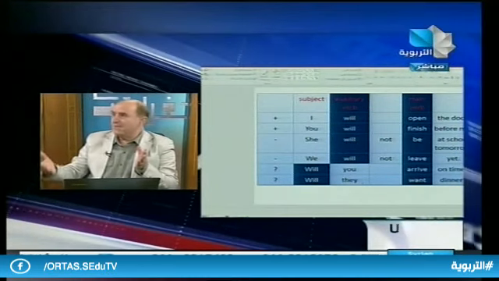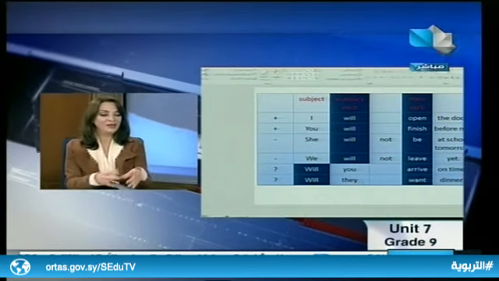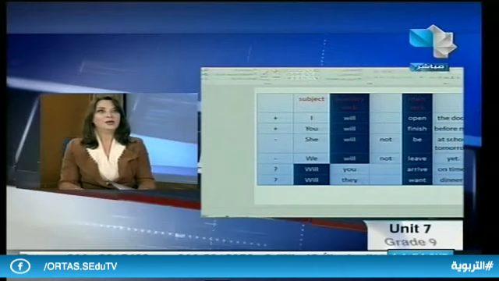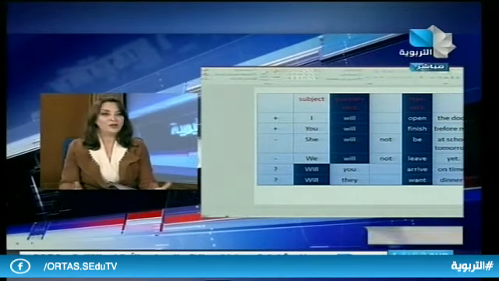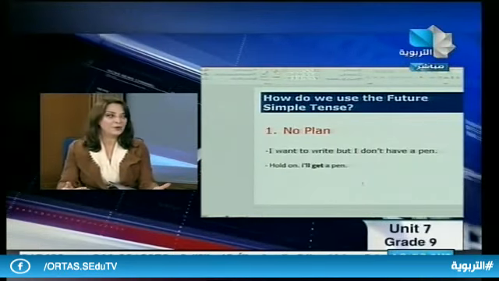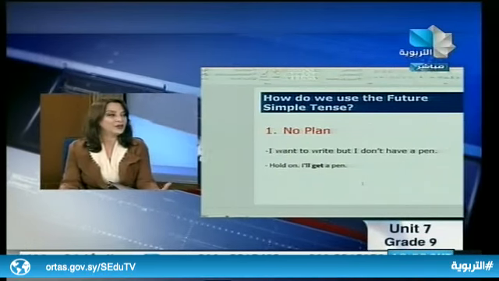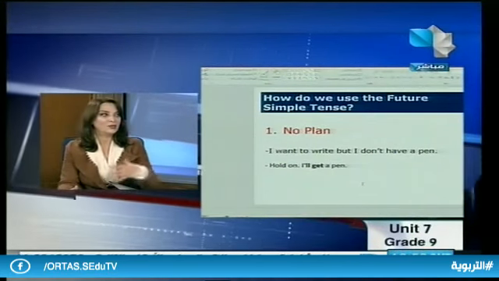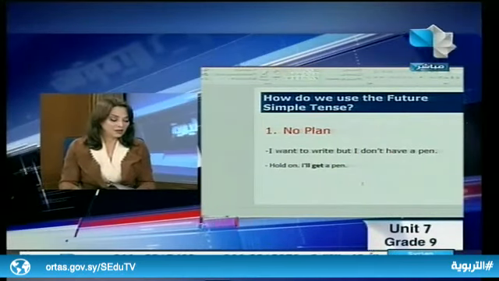Okay, what do we mean by evidence? Maybe our students don't know the meaning of evidence. Exactly. Evidence means signs. We have signs that are going on now. For example, facts. If you look at the sky and you see that there are a lot of black clouds in the sky, of course, you are very sure that it is going to rain soon. Here you can say it will, but because you are sure, because you have evidence around you, so you say it is going to rain.